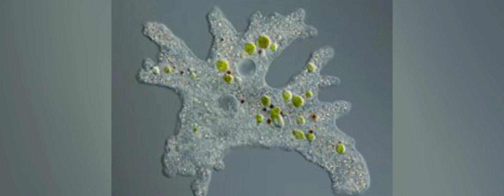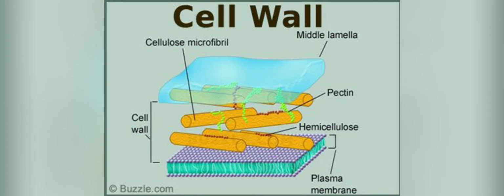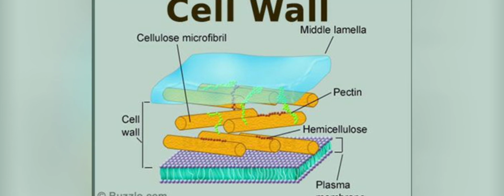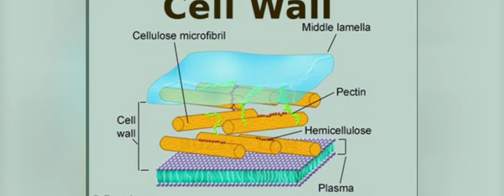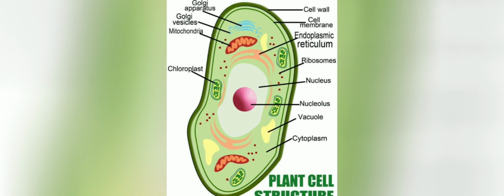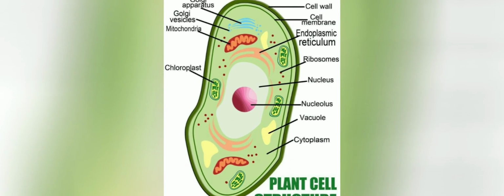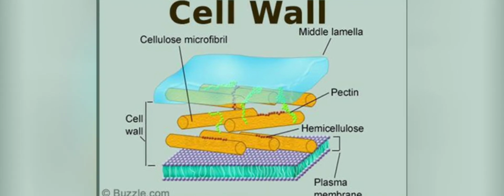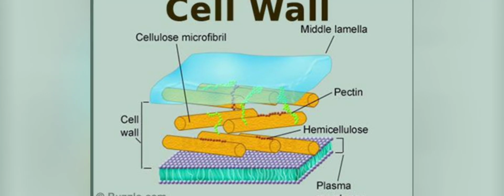Now the cell wall. Plant cells, in addition to the plasma membrane, have another rigid covering called the cell wall. Okay, and the cell wall lies outside the plasma membrane. That is, the outermost covering is the cell wall. Okay, and the plant cell wall is mainly composed of what? Cellulose. And cellulose is a complex substance and provides structural strength to plants.